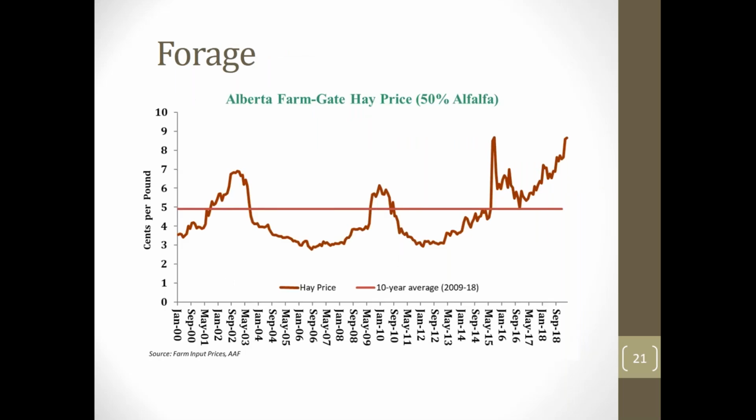On the forage side here, this is an average price for Alberta farm gate hay. I use this chart more as an indication of trend in prices. I have put this chart up in the past, and I've been questioned on where I can find hay at this price. I don't have an answer for that, but this is just an overall provincial average of hay prices that's collected. So for 2019 right now, we're averaging over 8 cents a pound, about 8.3 cents per pound.